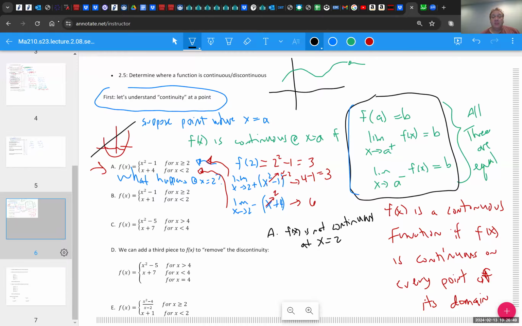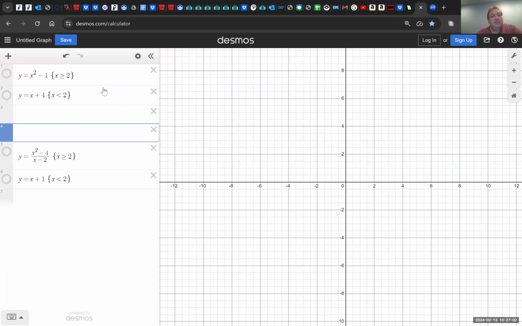We found a point where it's not continuous, so therefore the whole function is not continuous. So that's an example of continuity, testing continuity at a particular point. Let me show you visually what's going on here. I'll move over there a little bit, or down here.